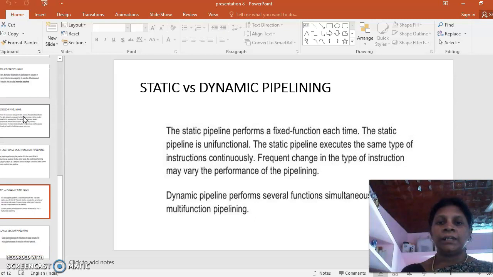The next one is static or dynamic pipelining. The static pipeline performs a fixed function each time. That is, the static pipeline is unifunctional. So the static pipeline executes the same type of instructions continuously. Frequent change in the type of instructions may vary the performance of the pipeline. Dynamic pipelining performs several functions simultaneously. It is a multifunction pipelining. So this is about dynamic pipelining.